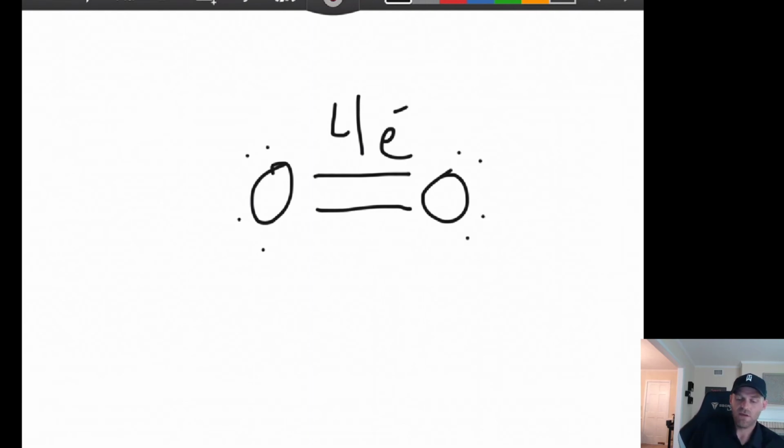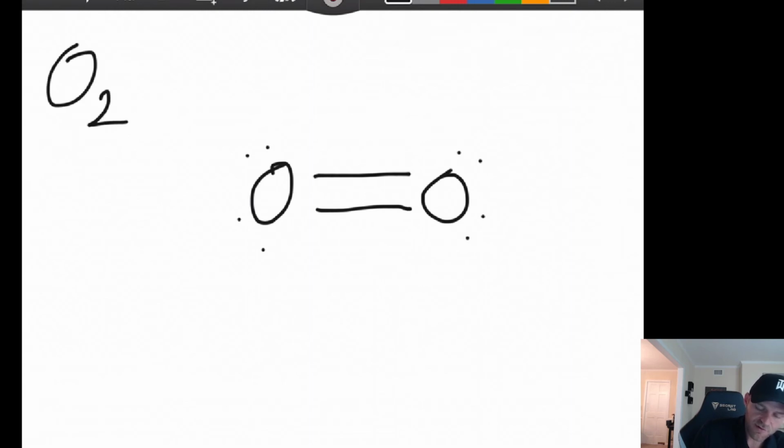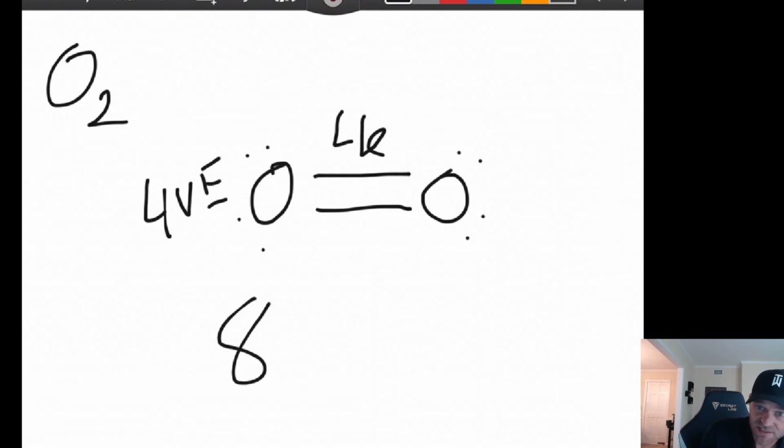Okay, so that is the O2 molecule. I'm going to write the chemical formula right there, O2. If I notice here, this one has 4 valence electrons on the outer shell and then 4 within the bond, that means this oxygen fills its octet. Same on this side, 4 there, 4 in the double bond, so that makes 8 total. So that's how you determine how many bonds and whether or not you bond atoms together.